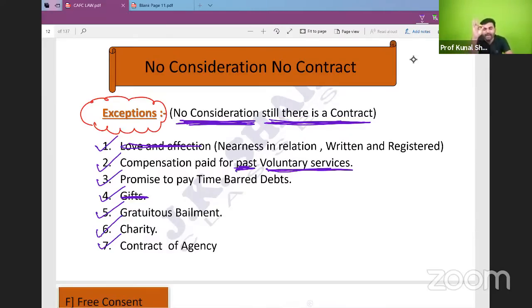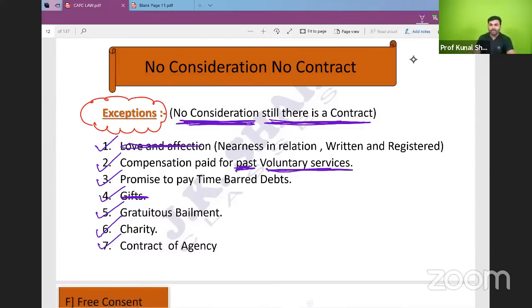Friends, each and every example of mine which I am giving right now has to be assumed to be in a written form. Then only they are enforceable, na? If they are by words spoken, then sorry to say they are unenforceable in nature because of some technical defects.